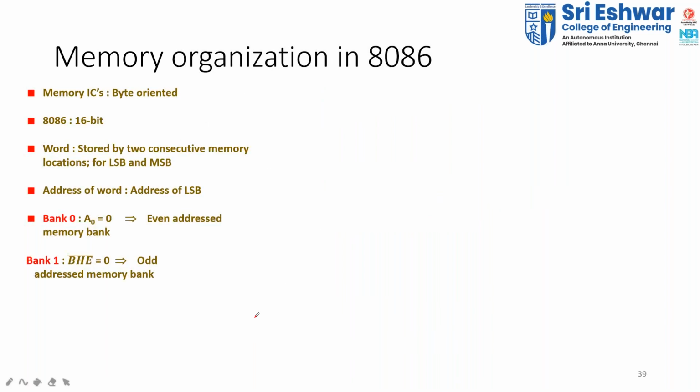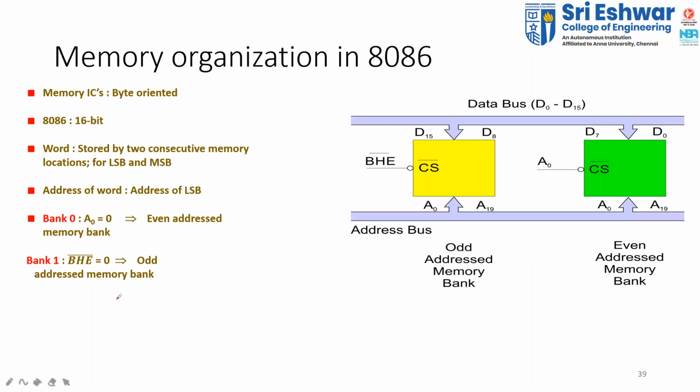And memory organization in 8086. Here we have banks, bank 0 and bank 1, the odd bank and the even bank. We have 1 MB of memory that comes from the address lines. 2 to the power 20 is equal to 1 MB. That 1 MB of memory is divided into two banks, one odd bank and one even bank. The even bank is activated by the control of A0 and the odd bank is activated by the control of BHE bar. So this is the odd addressed and even addressed memory bank.